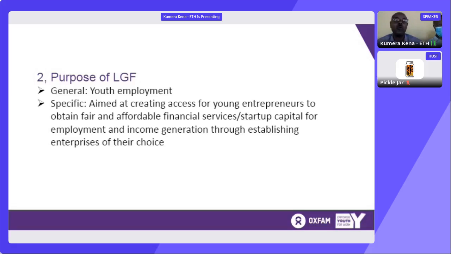What is the purpose of this loan guarantee fund? In general, as I mentioned, it is for youth employment, for increasing income and improving the livelihood of the target youth groups. Specifically, this scheme is aimed at creating access for young entrepreneurs to obtain fair and affordable financial services to ensure employment and income generation. Having said that, now Hailu will continue the presentation with the other slides.